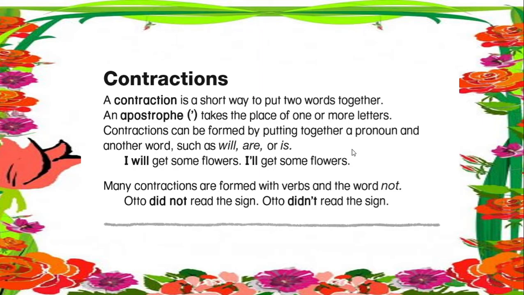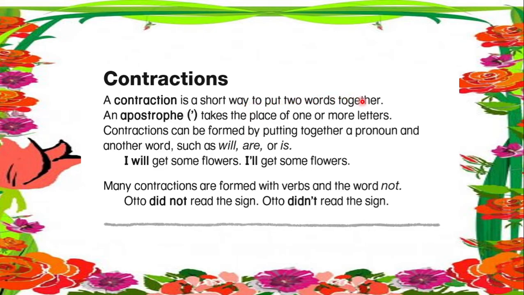So before starting with contractions, let's say you have a balloon and you're blowing up this balloon and it gets bigger and bigger and bigger. And then you let air out of this balloon because you want it smaller. So when you let air out, it gets smaller, smaller and smaller. The same thing for contractions. If you want two words to get smaller, you use a contraction. A contraction is a short way to put two words together.